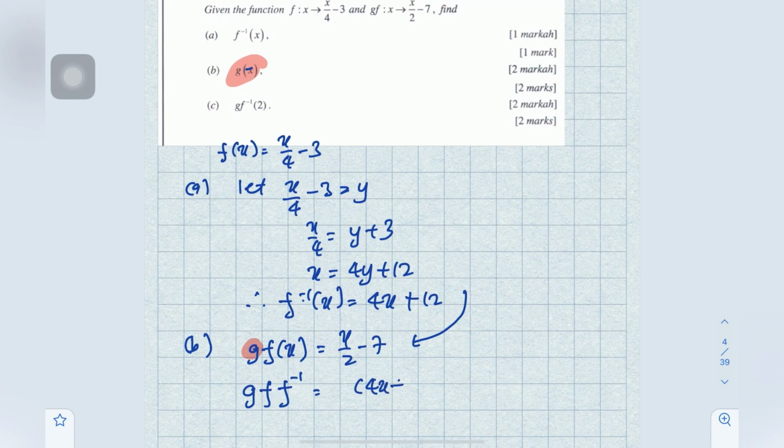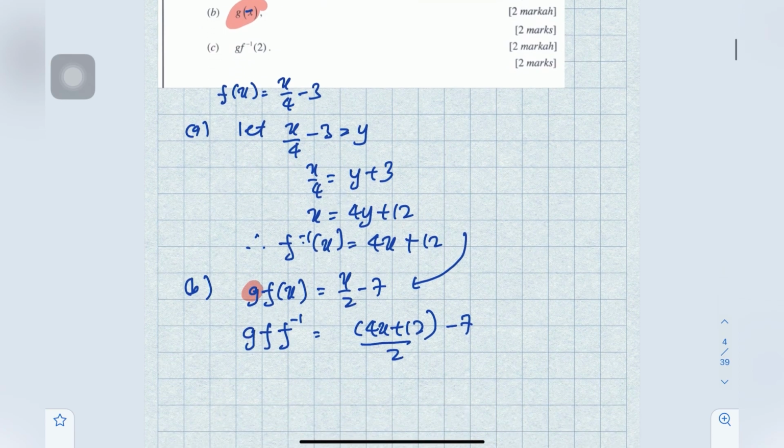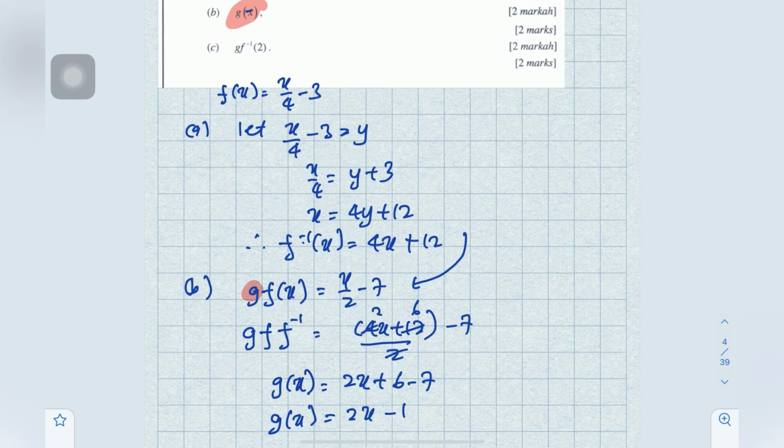So this one kita masuk dalam ni. So 4x plus 12 over 2 minus 7. Okay, so this one g f inverse dapat g je. So g(x) equals, ni kita boleh simplify. 2 darab 1, 2 darab 2, 6. So 2x plus 6 minus 7. So finally g(x) is 2x minus 1.